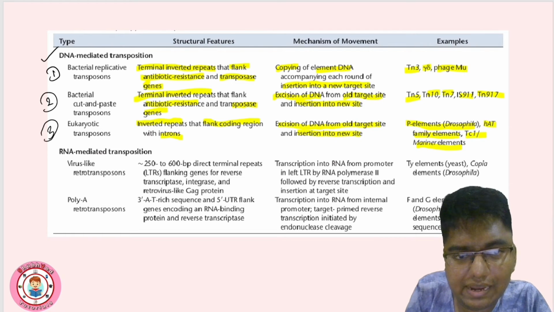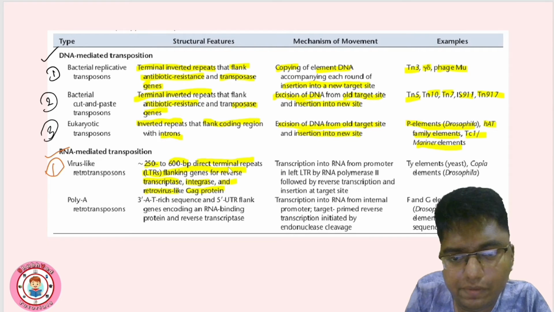Then the second type is RNA mediated transposition. First is the virus-like. What are the structural features? 250 to 600 base pair direct terminal repeats. Direct means same direction, not inverted ones. LTRs are there; LTRs means long terminal repeats. These flank genes for reverse transcriptase, integrase, also a coding enzyme, and the retrovirus-like GAG protein. We have to remember this.